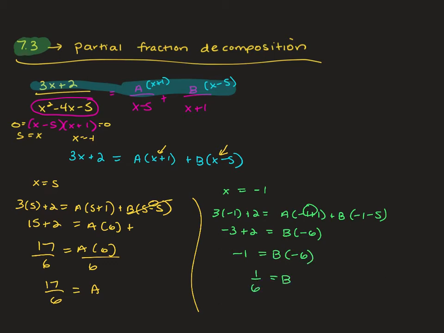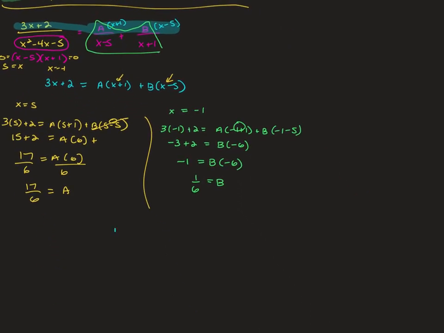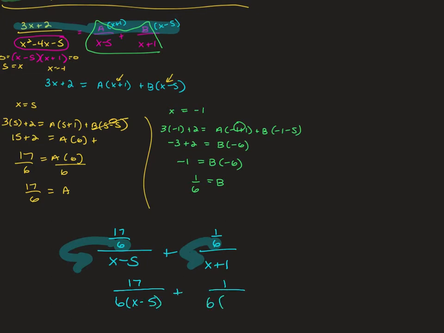So then I need to take them and plug them back into these fractions. And I would get A, which is 17 over 6 over x minus 5, plus B, which is 1 over 6 over x plus 1. But we cannot leave the fractions within the fractions. So these come down to the bottom of each of these. And I'd get 17 over 6 times x minus 5 plus 1 over 6 times x plus 1.